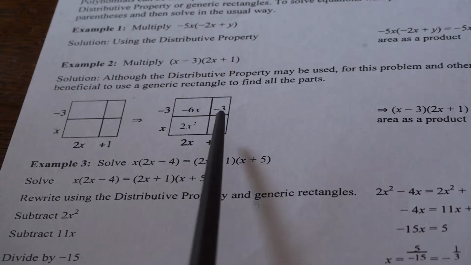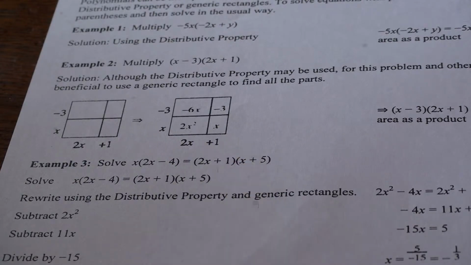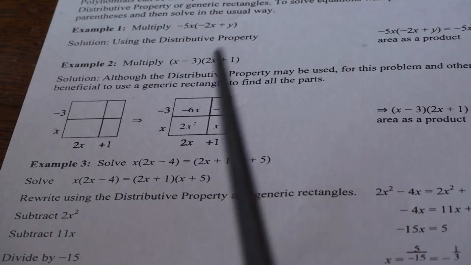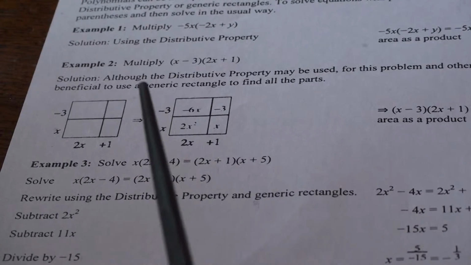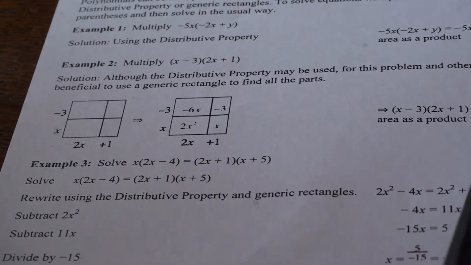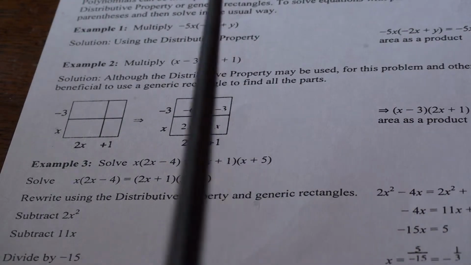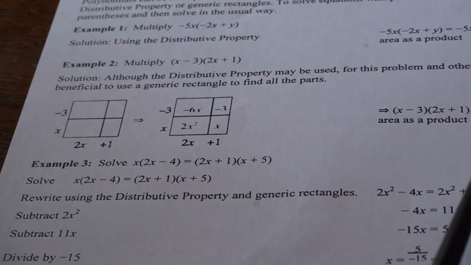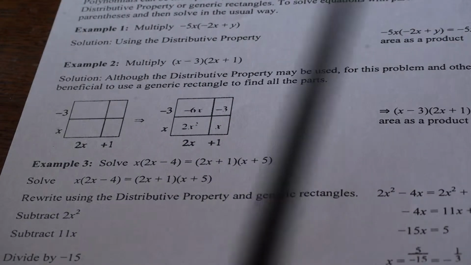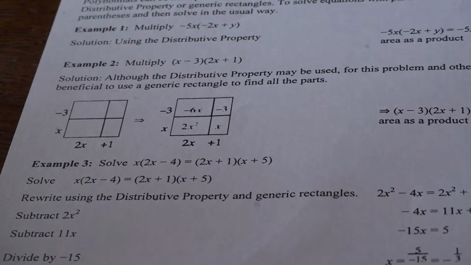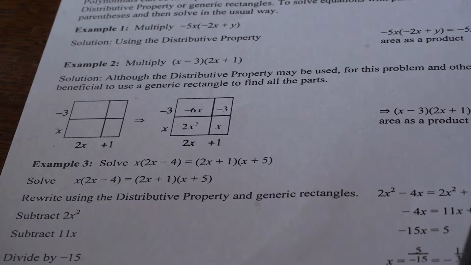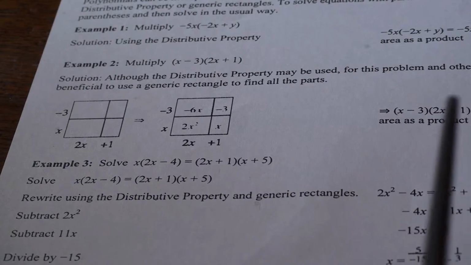And x times 1 is x. They then combined the like terms. 2x squared is by itself since it has no like term. -6x plus x gives you a -5x. And then -3 also has no companion, so it just comes out. So your final answer is 2x squared minus 5x minus 3.